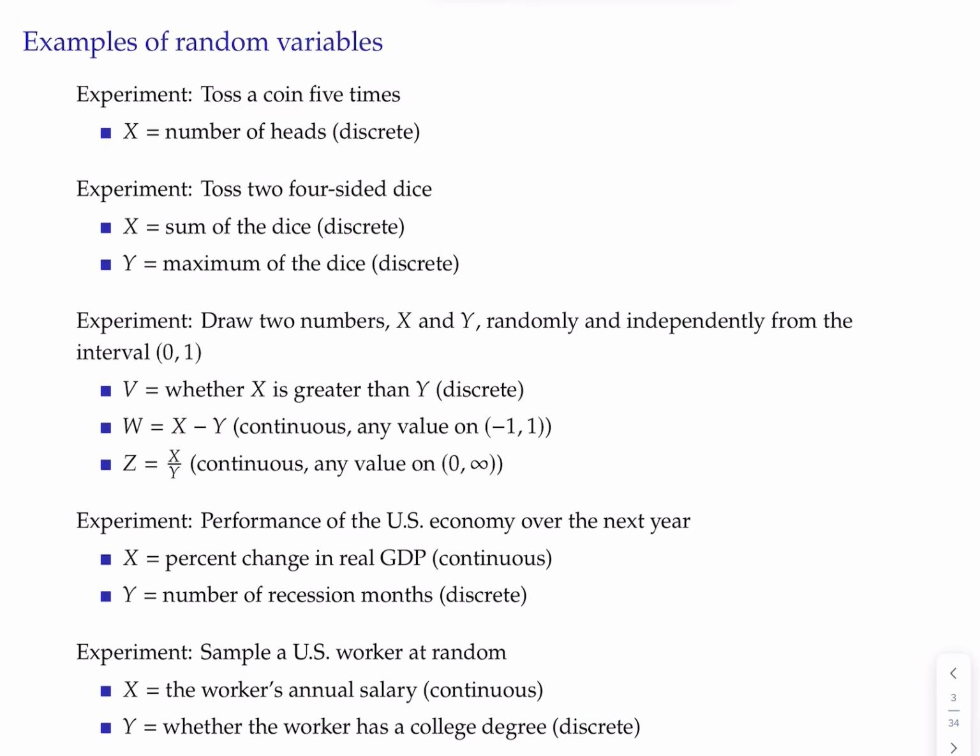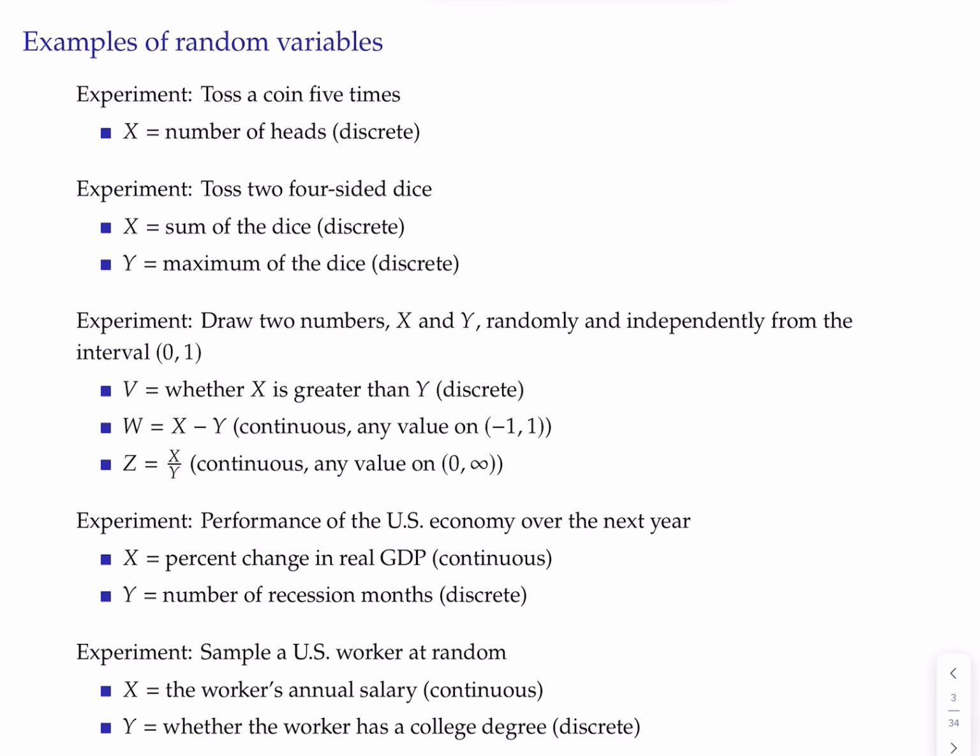Okay. Another experiment that you've seen, toss 2 4-sided dice. The sum of the dice, that's a random variable. The maximum of the dice, that's also a random variable. So an experiment can have many, many different random variables that describe different things about the outcome numerically. All right, both of those are discrete variables. You could list out the finite possibilities in each case.